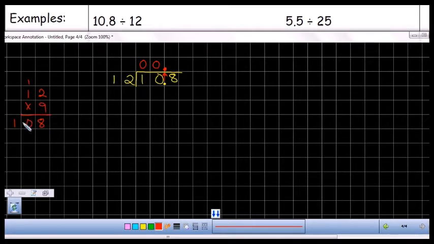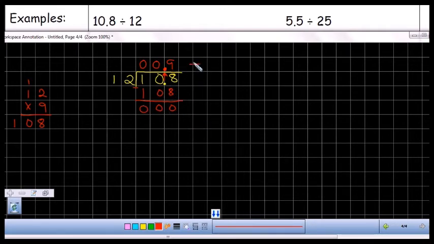So 9 times 12 is exactly 108, and that's what I want, because that's what I have right here. So 12 goes into 108 exactly 9 times. That's 108. And when I subtract, I get a remainder of 8 minus 8 is 0, 0 minus 0 is 0, and 1 minus 1 is 0. So I get a remainder of 0.